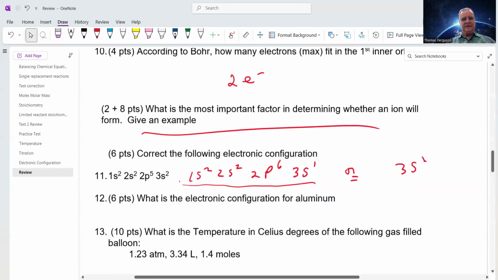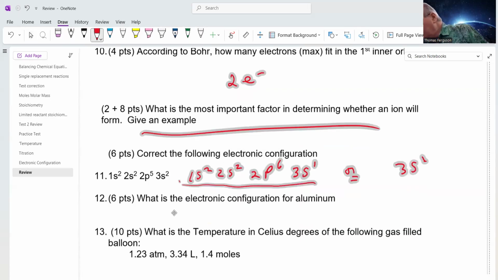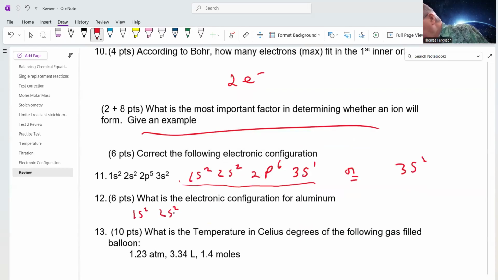Write the electronic configuration for aluminum. Aluminum is 13 electrons. And it's in the third row down, or shell 3. And how far into 3p is it? 1 in. That's the electronic configuration for aluminum.